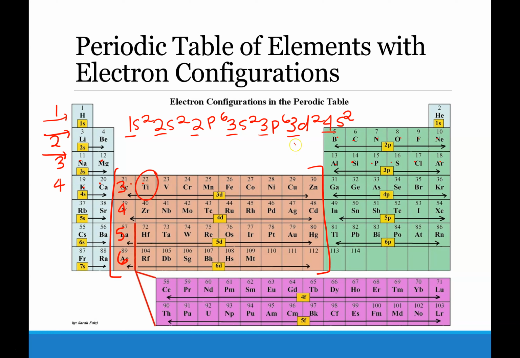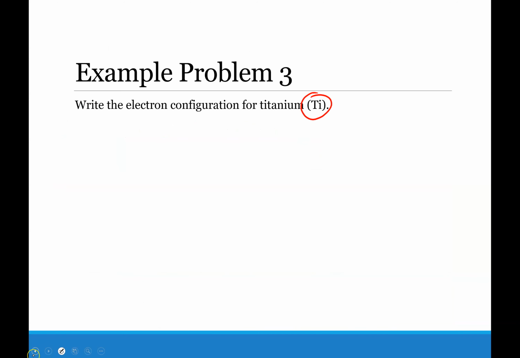If you do happen to reverse the 2 right here, I will not take points off for that since this is a 1310 course. So this is the full electron configuration for titanium. Again, it is 1s2, 2s2, 2p6, 3s2, 3p6, 3d2, and 4s2. Let me know if you have any questions with example problem 3.